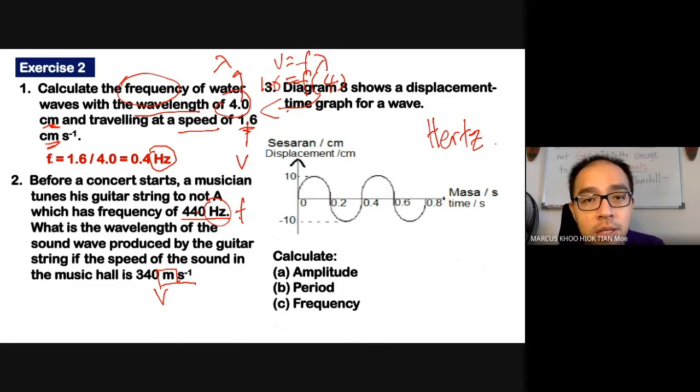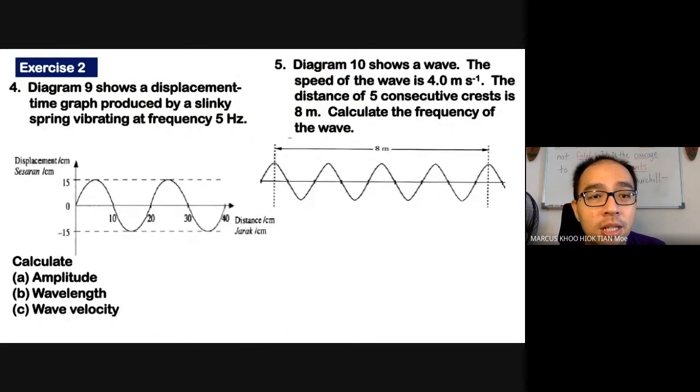Diagram A shows the displacement-time graph. This one is almost the same as the homework that you did last week, so you should be able to answer this. Oh no, hold on. Question number 4 is also the same. Determine the amplitude, wavelength, and wave velocity. Now, this one is a little bit tricky. Diagram 10 shows a wave.